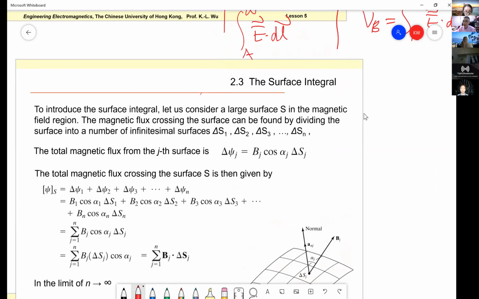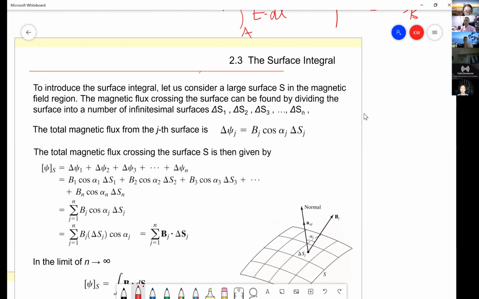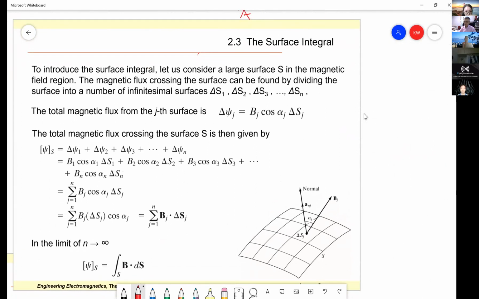Now let's look at surface integration. The case in which we are interested in surface integration is when I have a magnetic field, the magnetic field B. Then I'd like to see how much flux goes through a given surface.